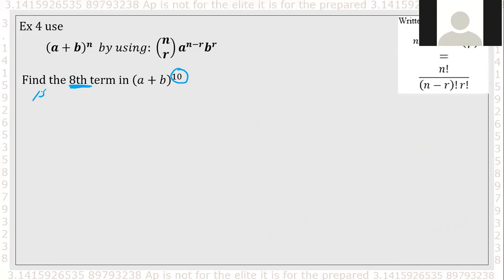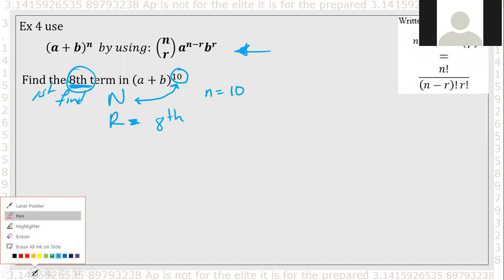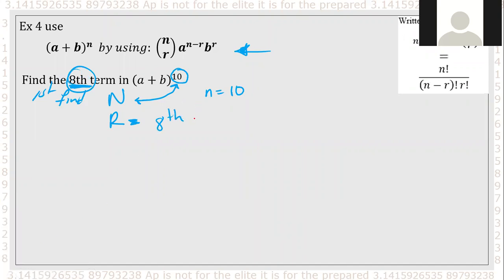So the first thing I like to do is find what is my n and what is my r, so I can substitute them back into the equation. Hopefully you can see that my n is this 10 right here. So n is equal to 10. My r is the one that tricks a lot of people because I want to find the 8th term, right? But what is something you have to do to this r? You need to subtract it by 1. That gives you the r. So the r in this case is 7.